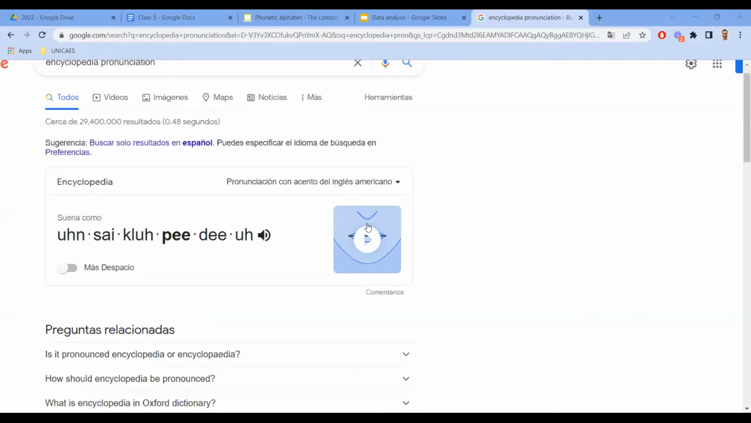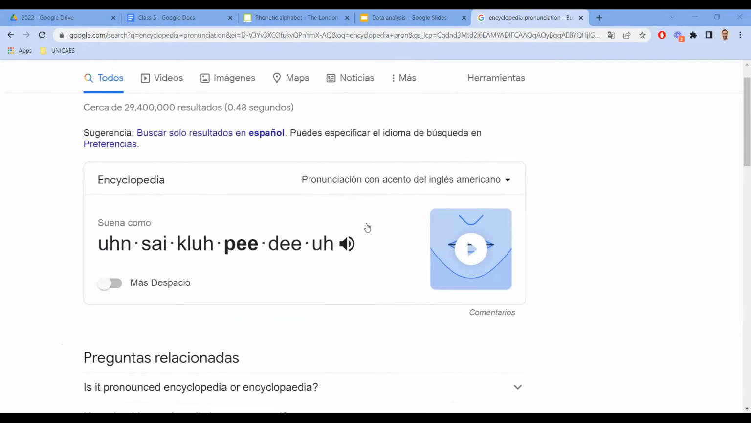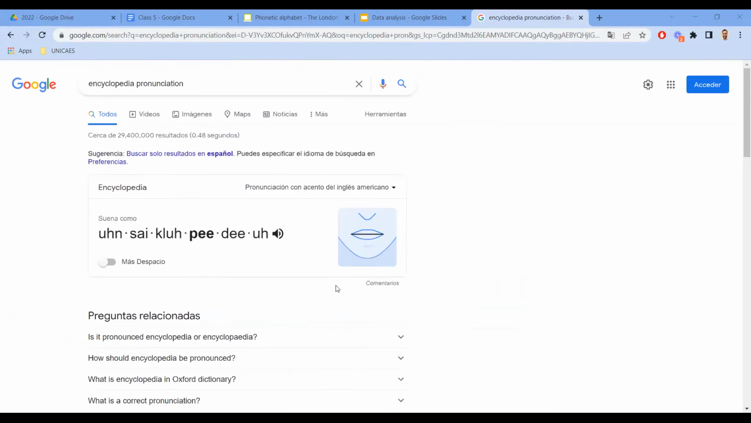How many syllables does encyclopedia have? I'm going to take a look at it right now, because that's a really hard word to pronounce. Six. So it says 1, 2, 3, 4, 5, 6. And then, for example, as I said, you can break them down.